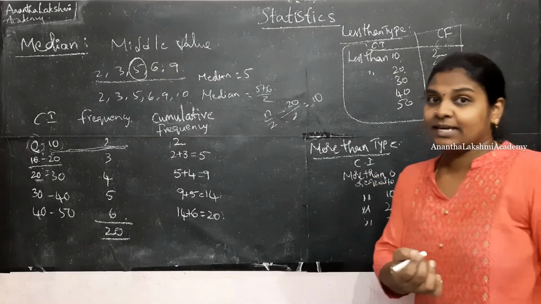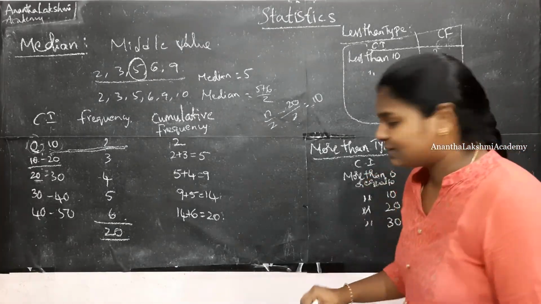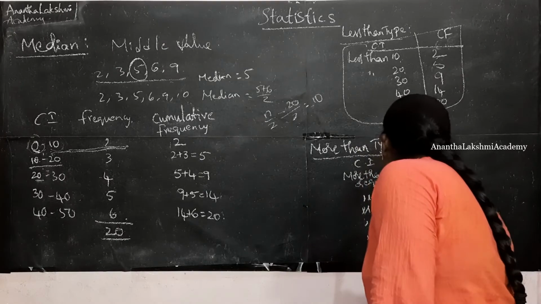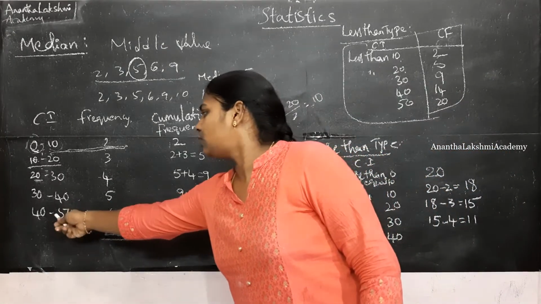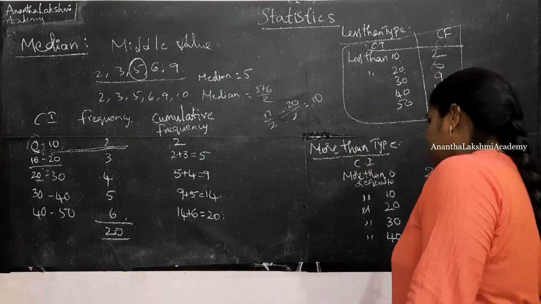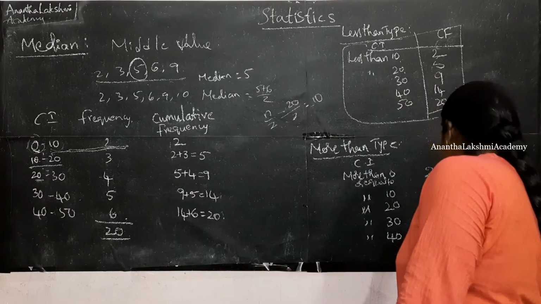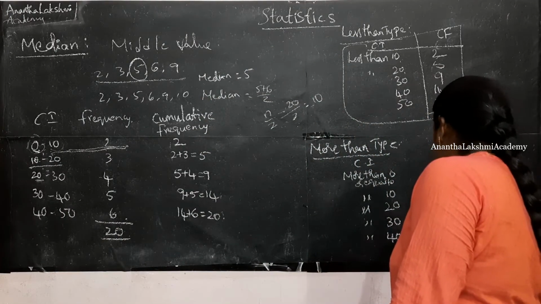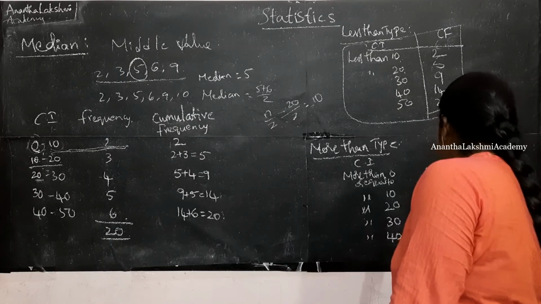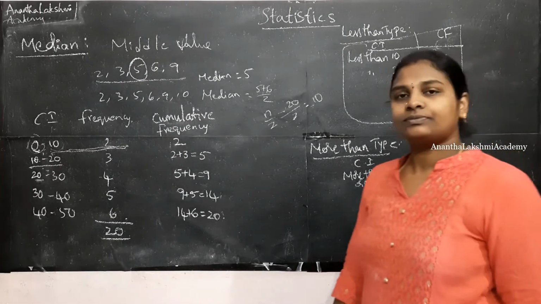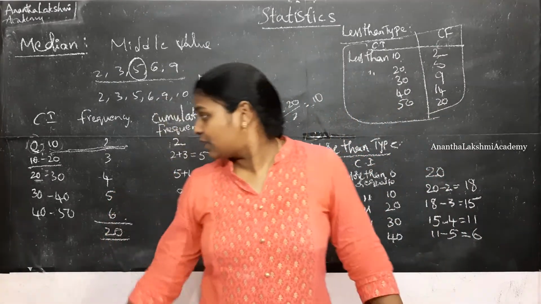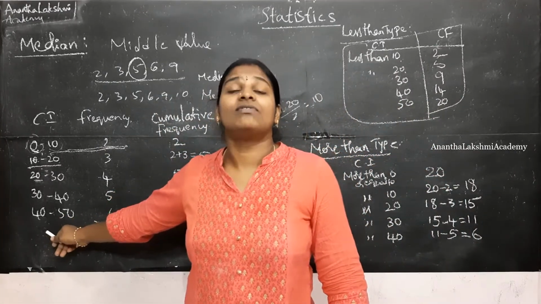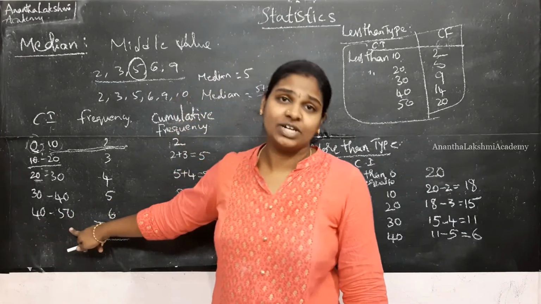Now try guessing more than or equal to 40 by yourself. Pause this video here and try guessing it. So more than or equal to 40 is this interval, which is 11 minus 5, nothing but 6, isn't it? So more than or equal to 50 we are not going to consider. Why? We do not have an interval from 50 to 60.